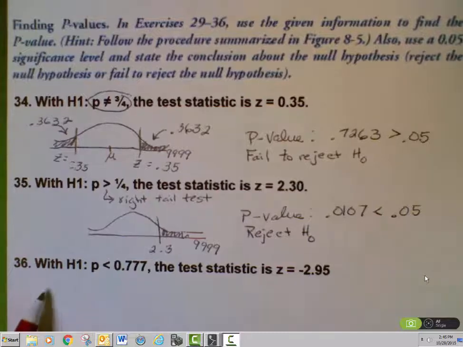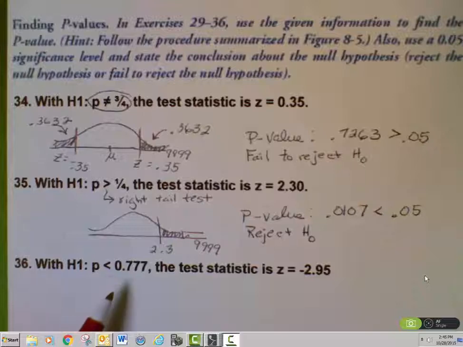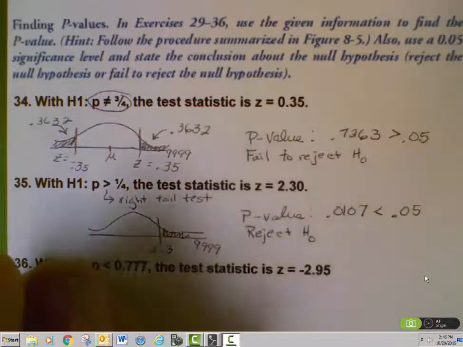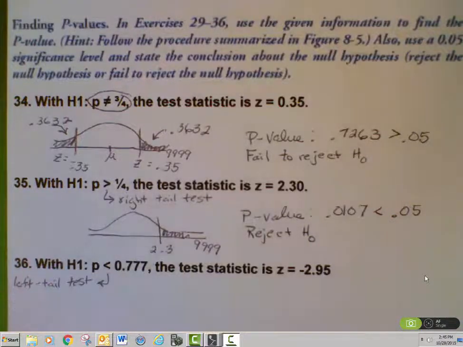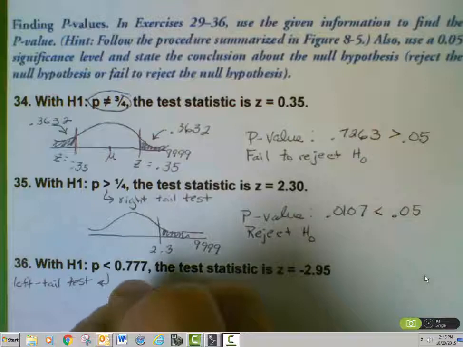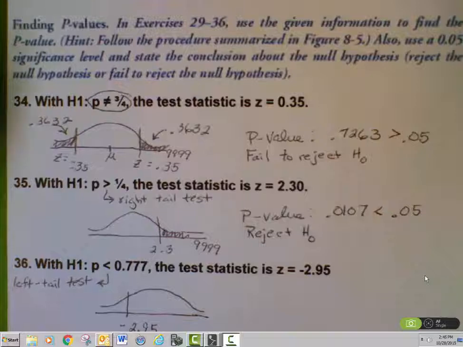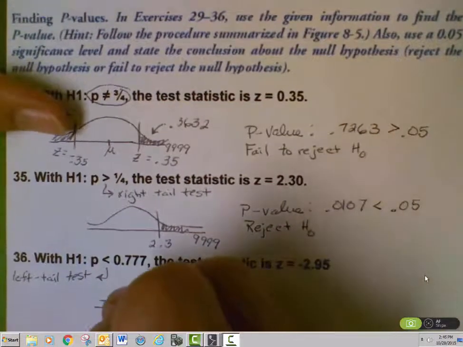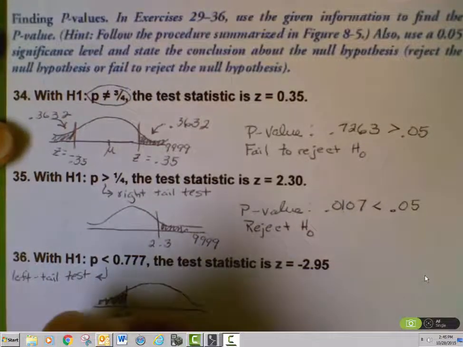All right, one more. Number 36. The alternate hypothesis is p is less than 0.7777. Is that a left tail, right tail, or two-tail test? The inequality pointing to the left means it's a left tail test. And that means that our p-value is the area to the left of our z-score. We're looking for the area to the left of negative 2.95. So I'm going to use normal CDF.